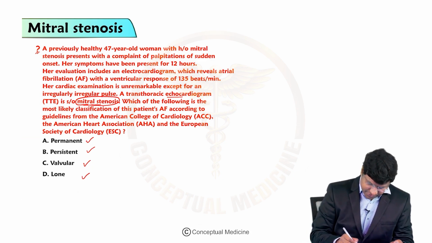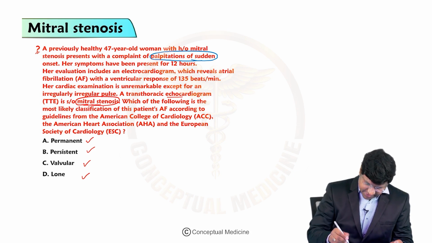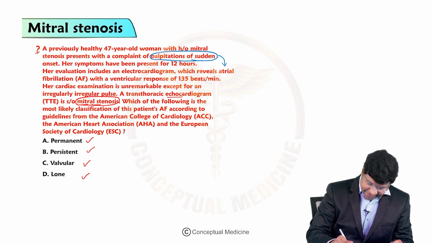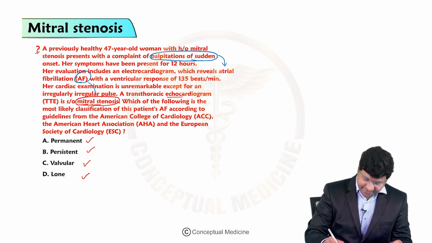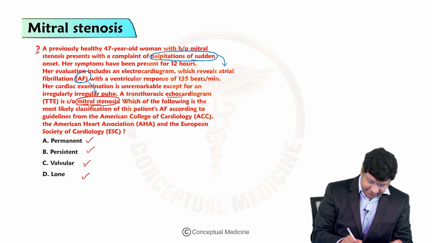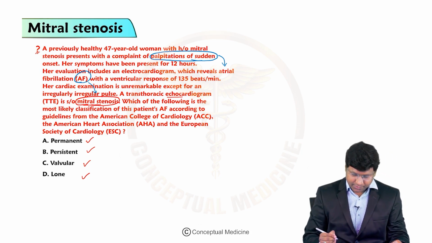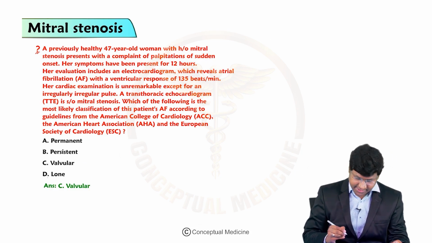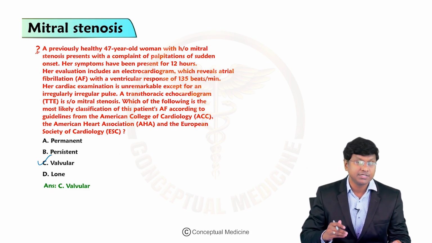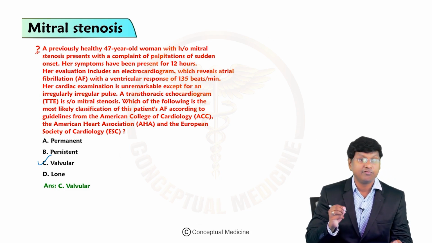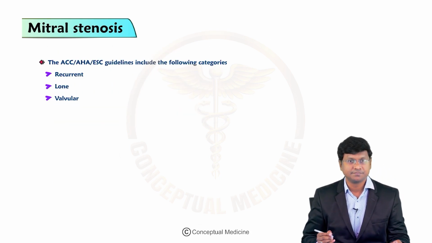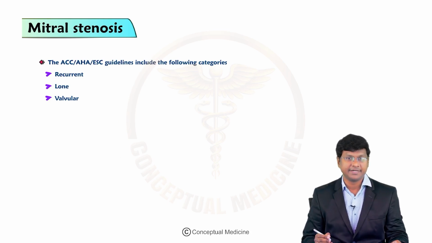So, this individual has mitral stenosis and had sudden onset palpitations. These palpitations are mainly because of atrial fibrillation, and this atrial fibrillation is secondary to mitral stenosis. What is the etiology for this atrial fibrillation here? It is considered valvular atrial fibrillation due to mitral stenosis.